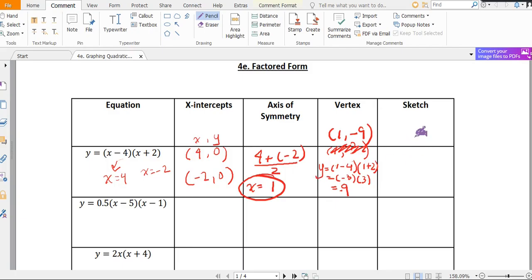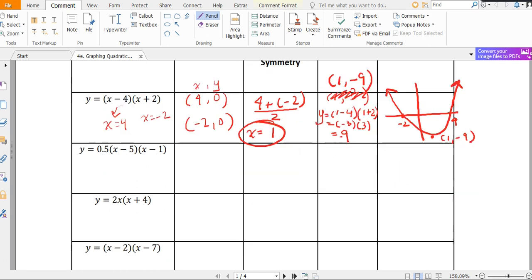Now if I want to draw a quick sketch. Okay, so I know my x-intercepts are at negative 2, 4. It doesn't have to be perfect. And let's say that's (1, negative 9). Okay, so I know that this is also opening up because my a value is positive. So I know it's going to go something like that. Done.